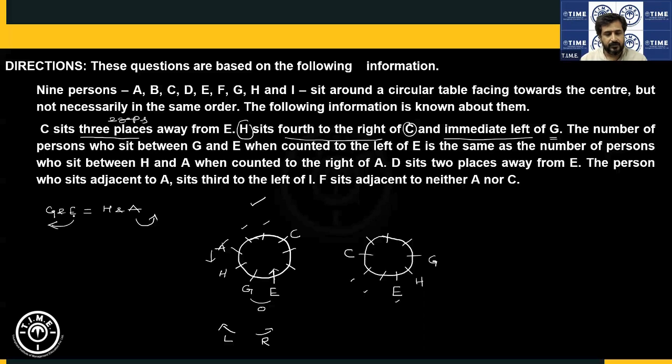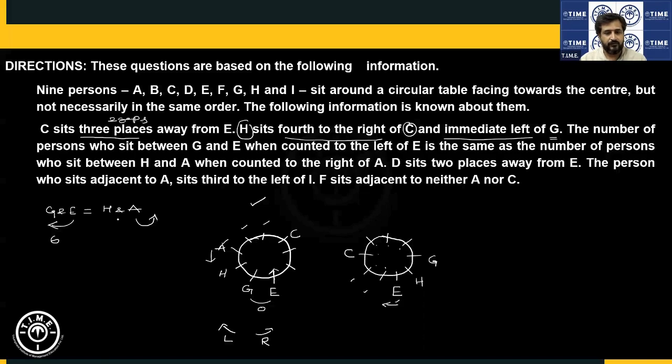Number of persons between G and E when counted to the left of E. So this is the left side of E. Now count 1, 2, 3, 4, 5, 6. 6 people are between G and E when counted to the left of E. Now, when counted to the right of A also, there should be how many people? 6 people.